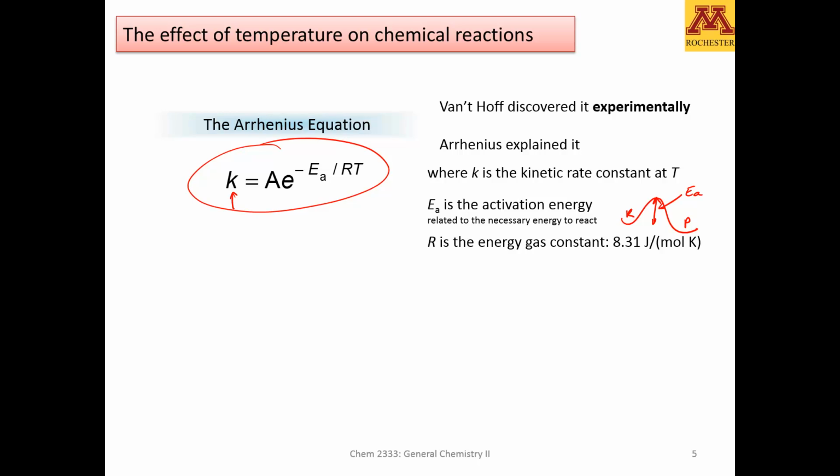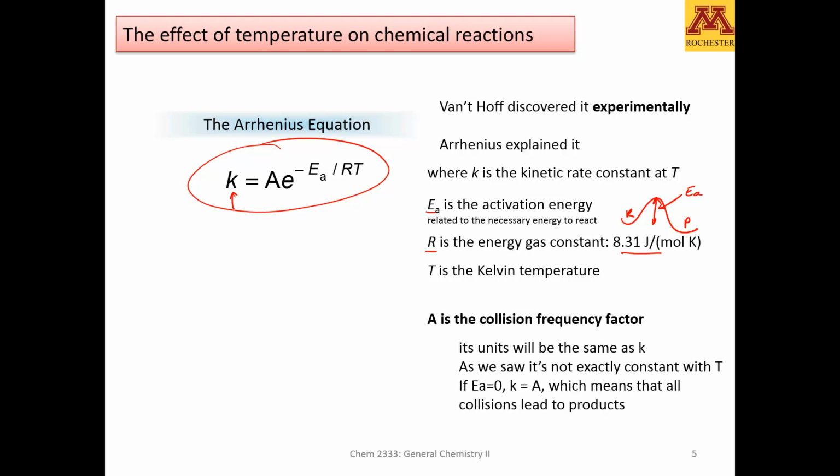R is the well-known gas constant. Just pay attention to the units. It's joules over mole and Kelvin. Therefore, the units of activation energy have to be in joules. So depending on the units you use on R, these have to be compatible, because remember that the exponent cannot have any units. T is of course the Kelvin temperature, and this is what our collision factor is.